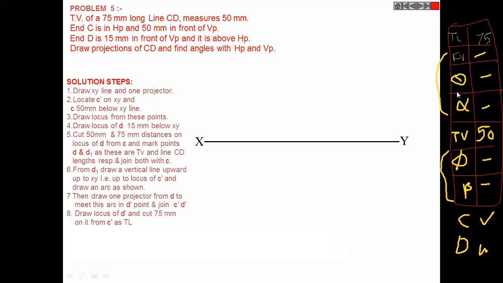Full information, which full information is given? First of all, you identify that. True length is given, but where will you draw true length? It is not, true length is one dimension. It is not exact information. Understand?